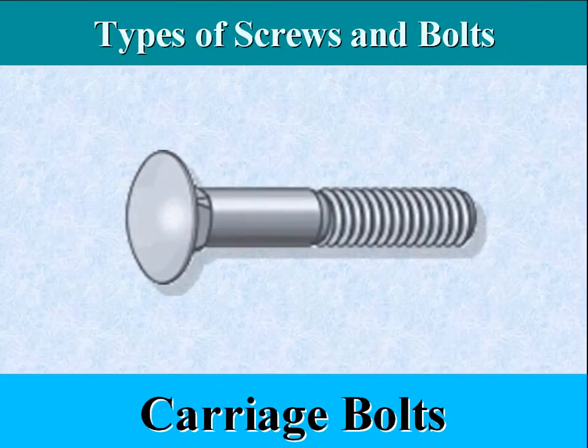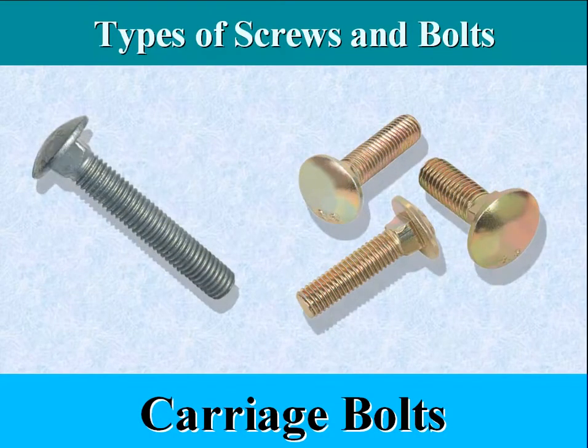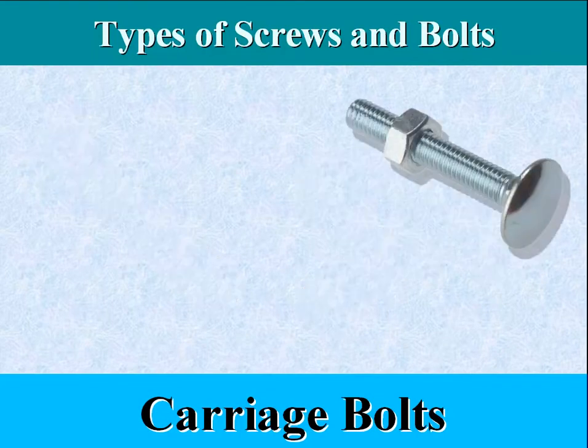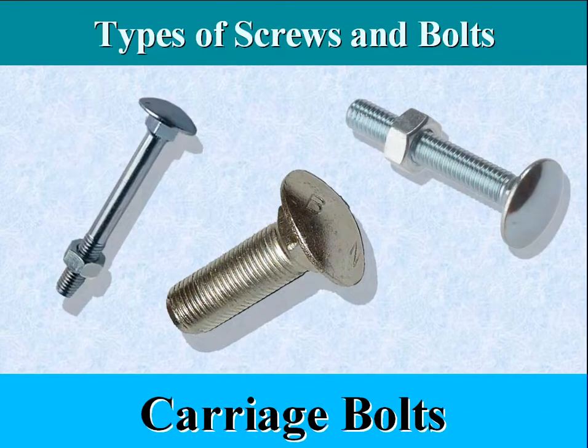Carriage bolts. Carriage bolts have smooth, domed heads with a square section underneath that pulls into the material to prevent spinning during installation. Commonly used to fasten wood parts. Also used to fasten steel parts with square punch holes.